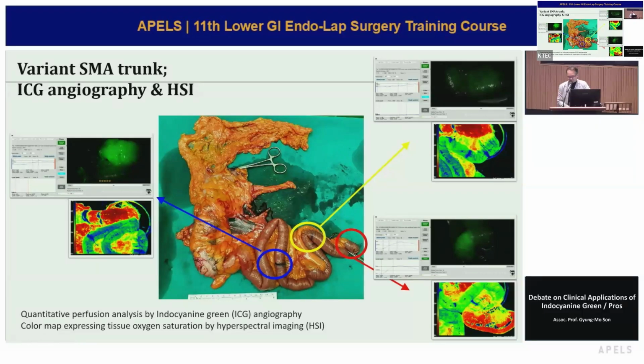If I hadn't used the ICG, I would have chosen this terminal ileum for anastomosis, and after the surgery, this long segment of ischemic change would have caused another serious complication like sepsis. So I feel very comfortable during surgery after using the ICG.